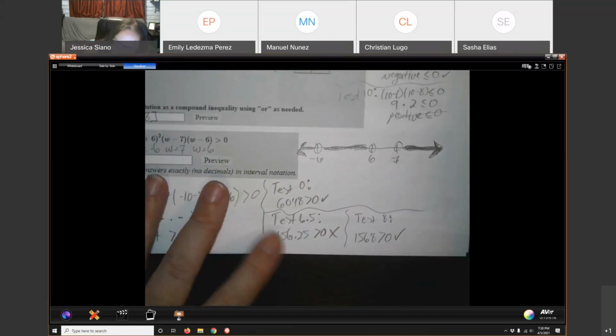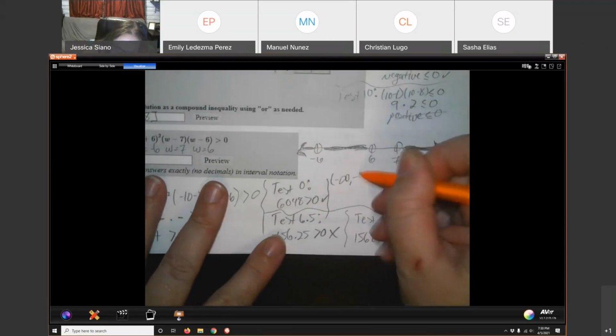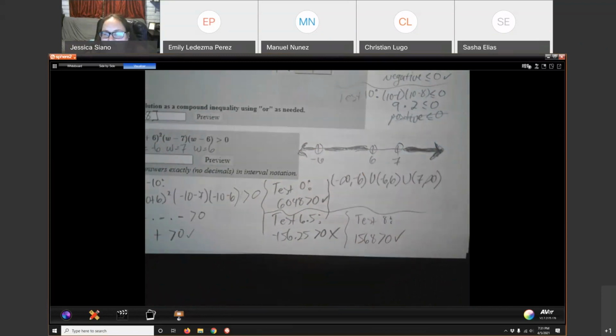And now let's turn this into interval notation. So I would say all of the numbers to the right of -6, in between -6 and 6, and greater than 7.